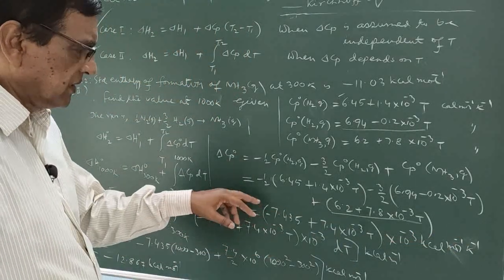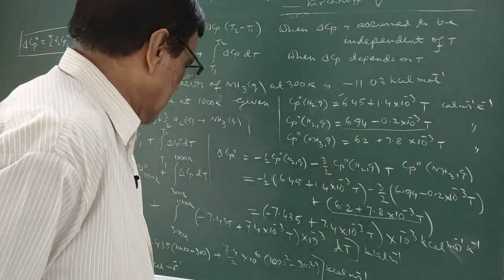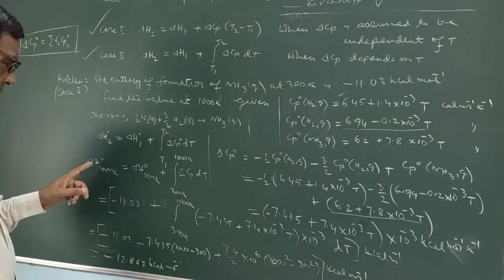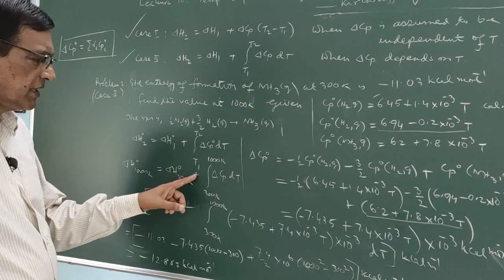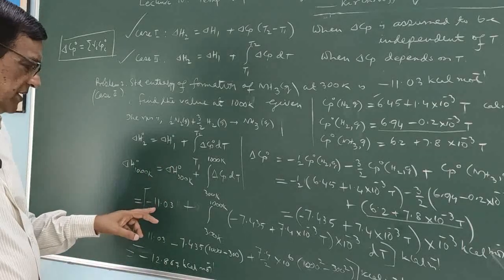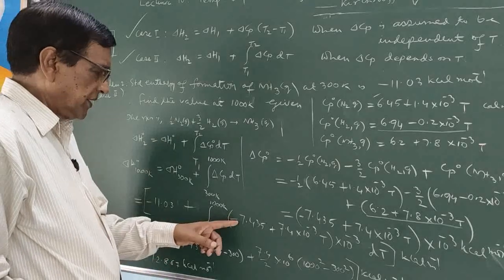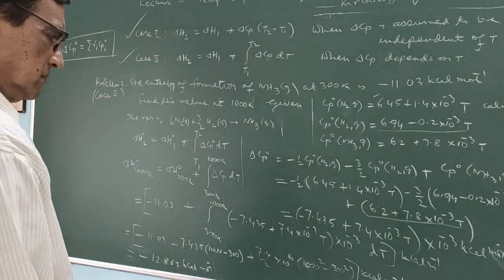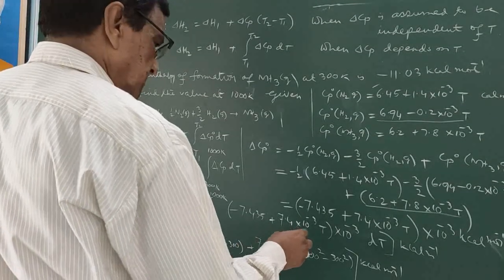This is the term independent of T, and this term depends on T, and this is the value of ΔCp naught. The relation is: ΔH naught at 1000 Kelvin, which is to be calculated, equals ΔH naught at 300 Kelvin, which is given, plus the integral of ΔCp dT, with temperature ranging from 300 to 1000 Kelvin. This value is inserted here, plus the integral from 300 to 1000 Kelvin of this expression times 10 to the power minus 3 dT.